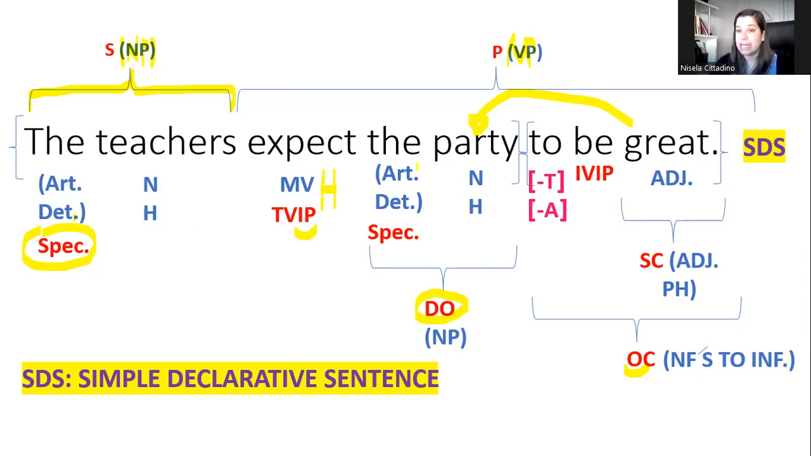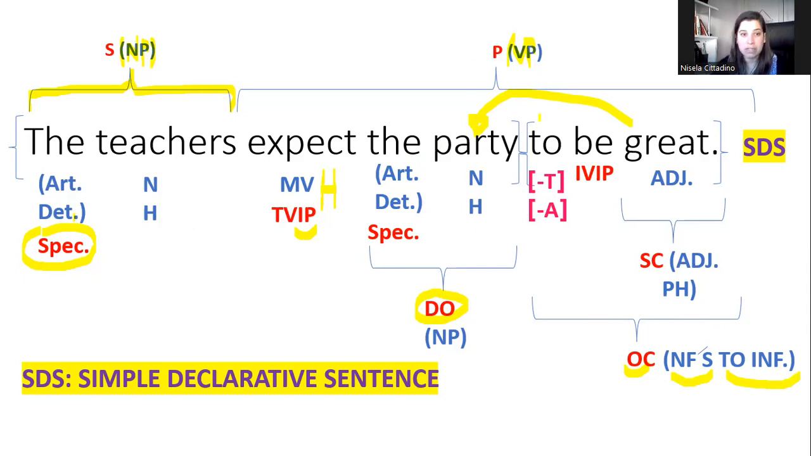It complements the idea of the party. They expect the party to be great. It's describing the party. So all of to be great is an object complement. And also this is the non-finite clause to infinitive, as I have showed you in the very first slide.